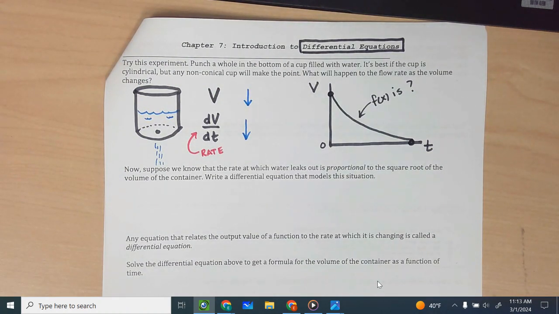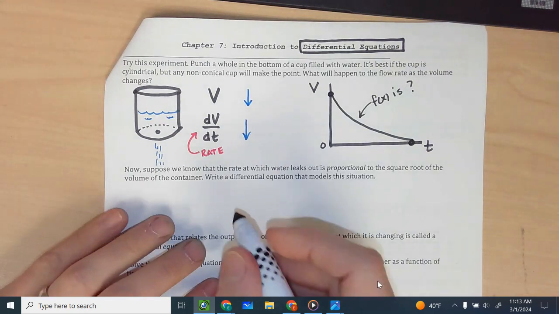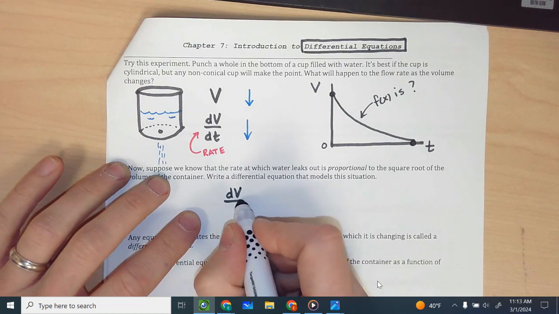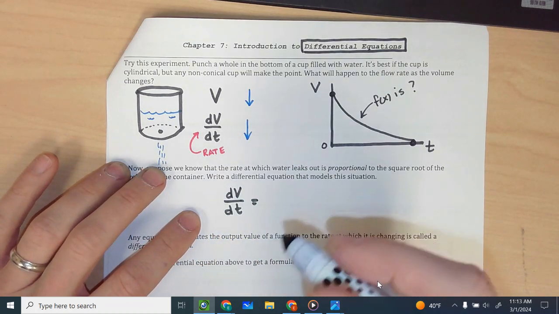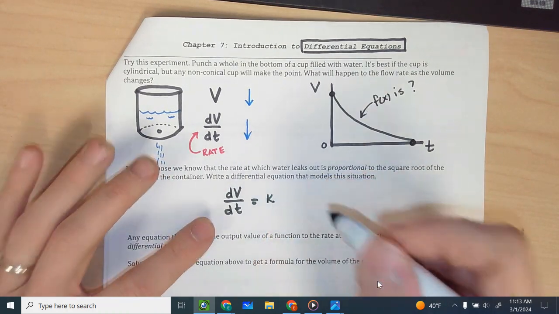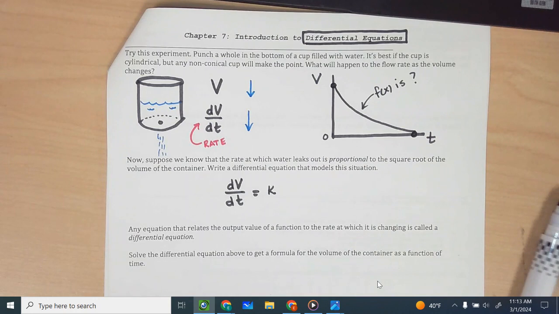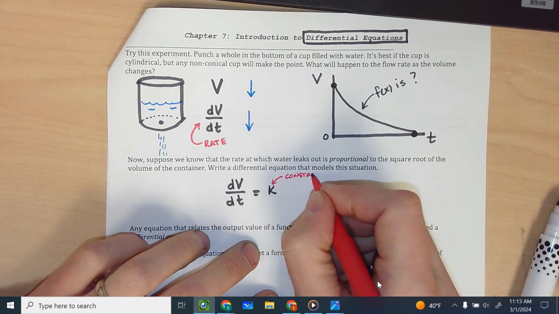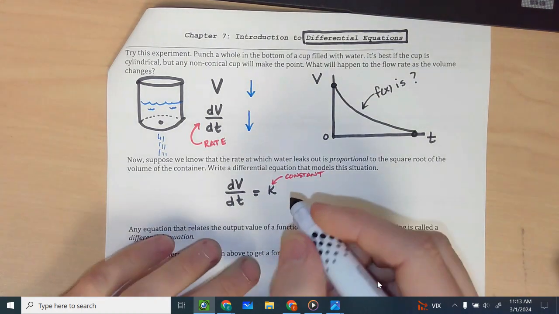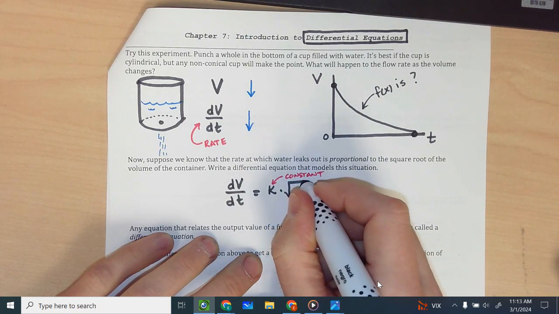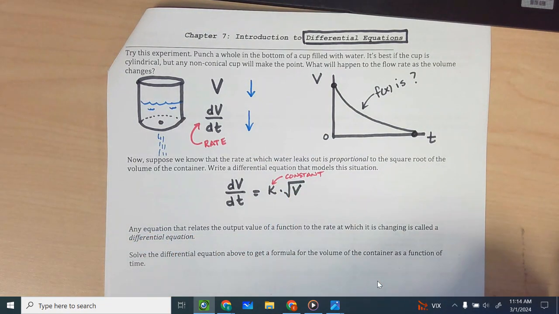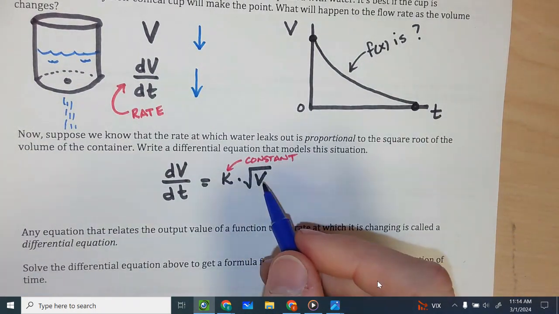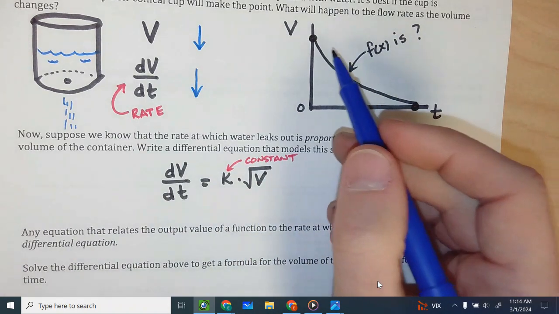All right. So here's the meat of what we are doing today. It turns out that when you have a volume that's diminishing, the rate at which the volume changes as time goes by is proportional to, K is a proportional constant. It's a constant. It's not changing. It is proportional to the square root of the volume. Why? I actually don't know. Ask your physics teacher.